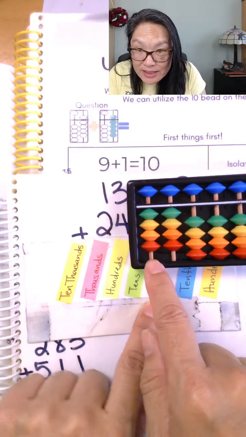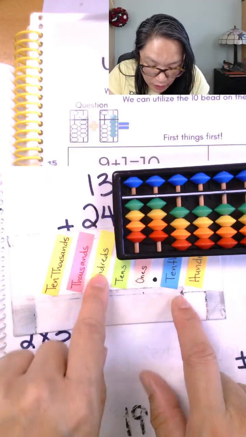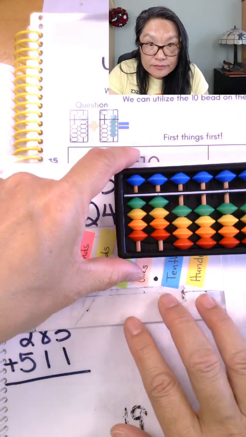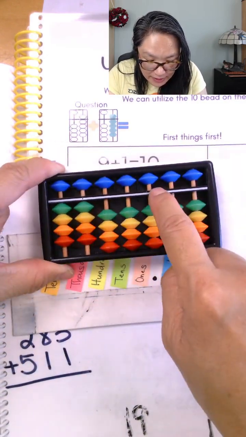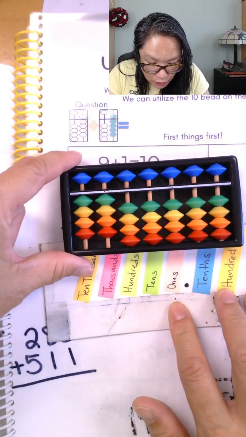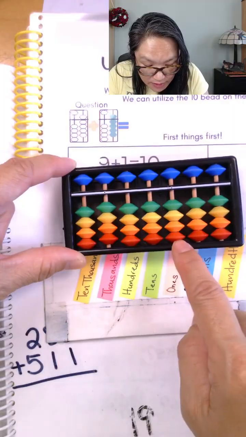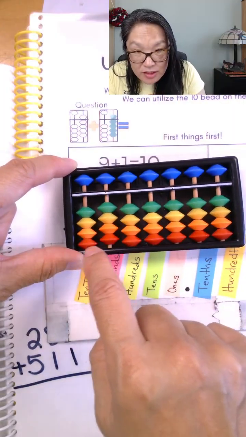But then what happens is I don't have any room for hundreds. So then I go back to here instead because now I have more room. I have more columns to utilize. So I have my ones, my tens, my hundreds, my thousands, my 10,000.